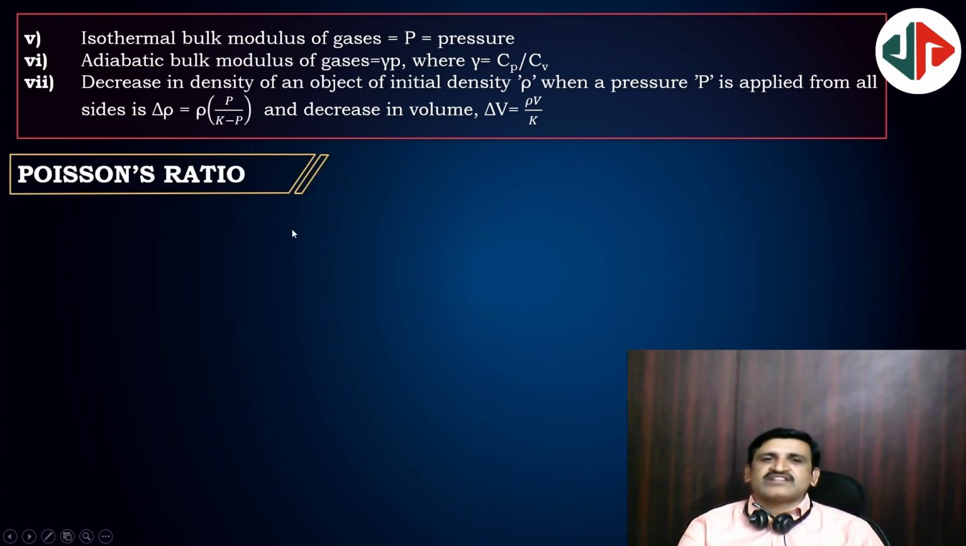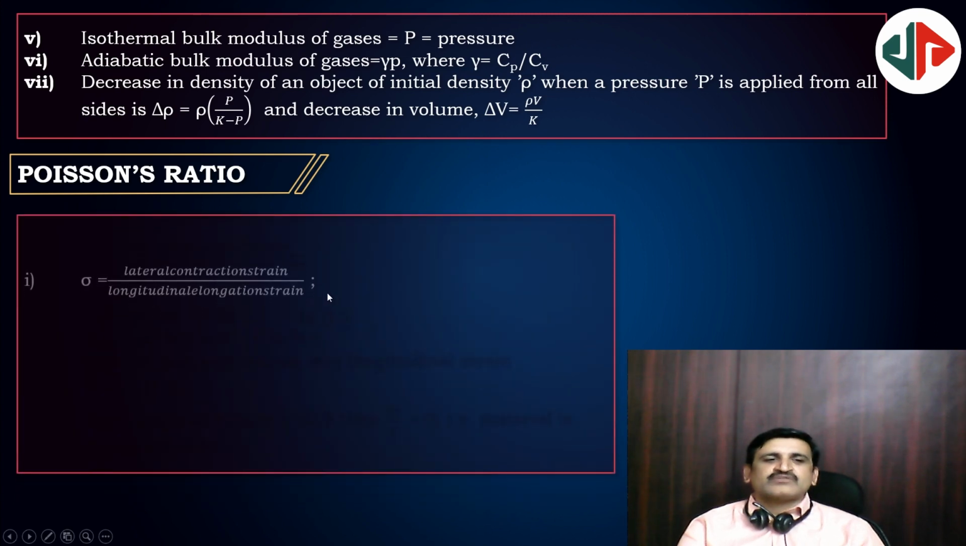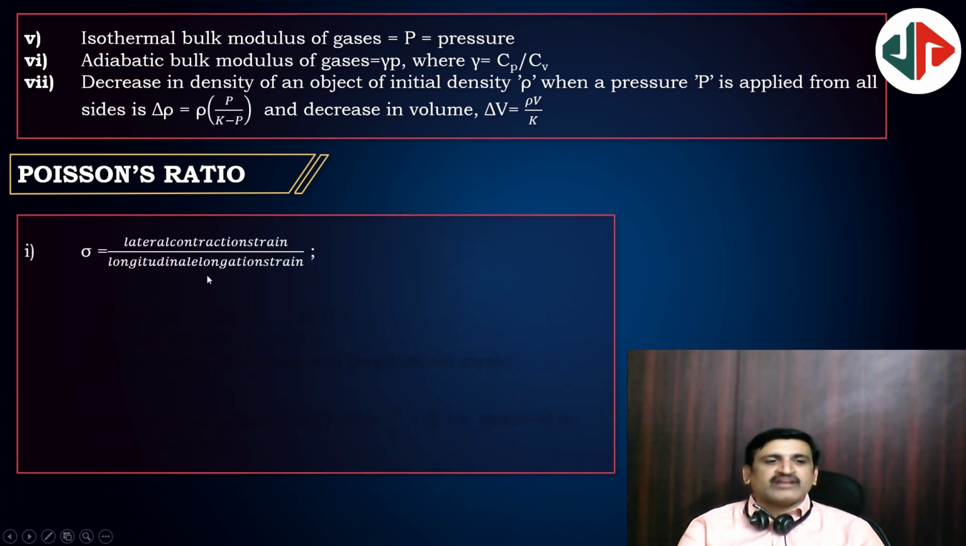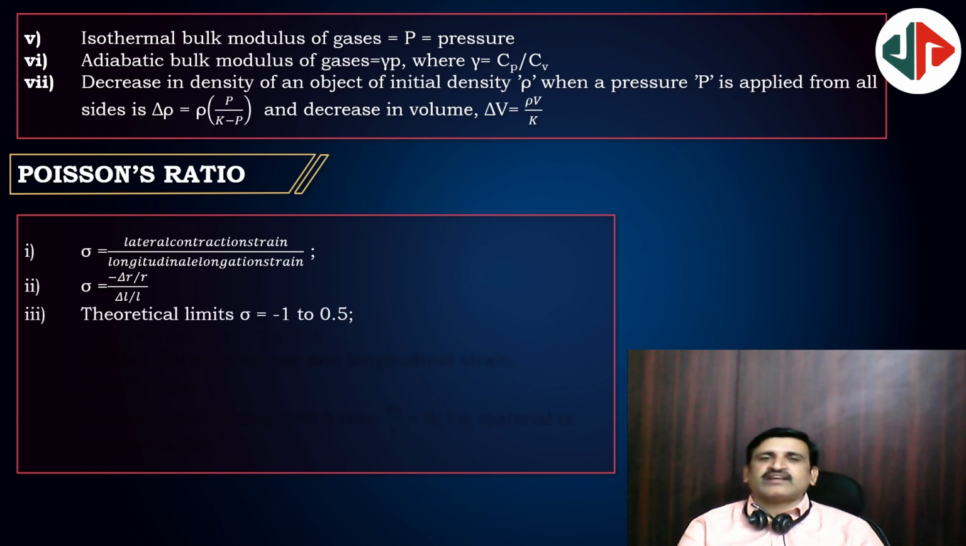And Poisson's ratio, an excellent ratio it is actually. Poisson's ratio is the relation between lateral strain and longitudinal strain. So lateral strain by longitudinal strain is sigma, that is called Poisson's ratio. Sigma equals minus delta R by R, divided by delta L by L. Theoretical limits of sigma are minus 1 to 0.5, but practical limits are 0 to 0.5.